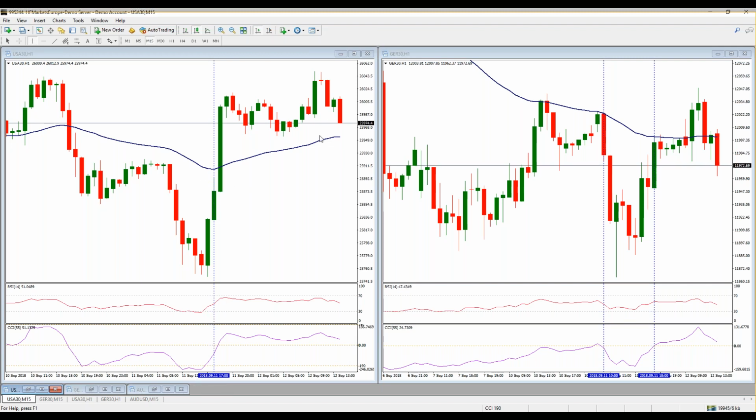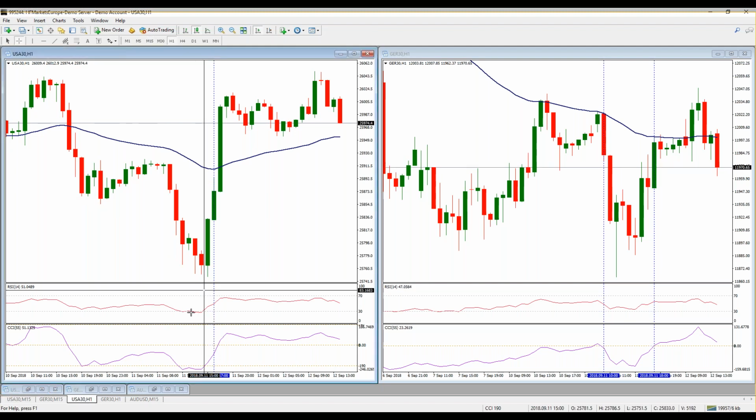This just happens to be the 50 period moving average on here, the blue line. So okay, here we were over. Let's just bring that in there. Come along. Why doesn't that want to work? There we go. So let's just go back here.